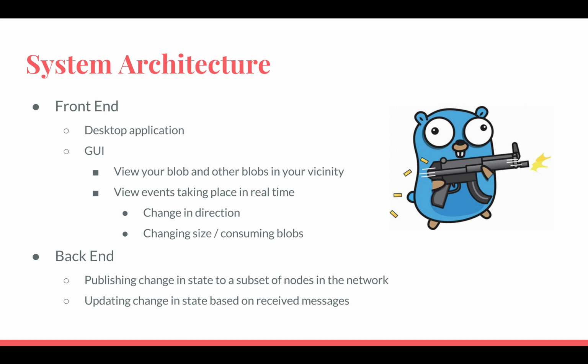So our system architecture consists of the backend and the front end. For the front end, we're going to have a desktop application which is going to run a graphical user interface, which basically displays the game state. And as you saw in the video, the user can see their own blob and all of the others in their immediate vicinity. And the user will also be able to see the changes in direction and the size of the users in real time. The backend will be publishing the change in state to a subset of nodes in the network, which are visible to the user at any particular time, and it's going to use the P2P framework, as we said before, to do so.